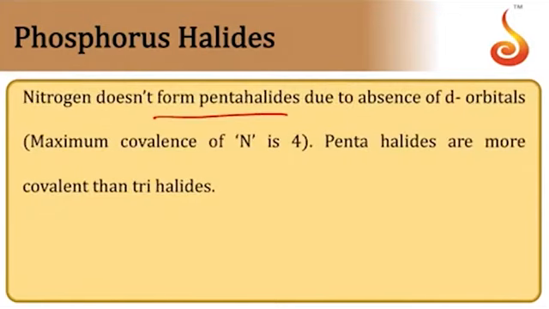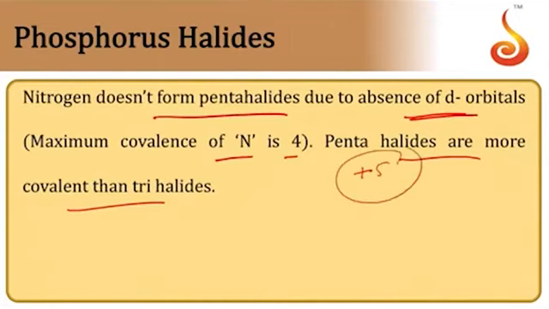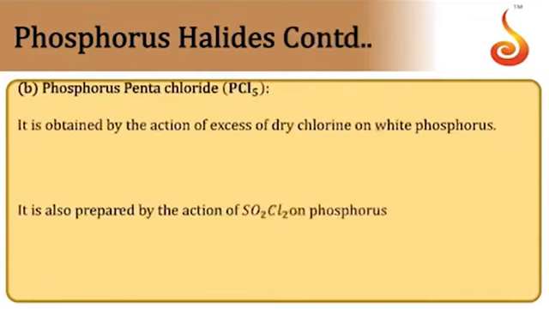Nitrogen does not form pentahalides because of the absence of d orbitals, and the maximum covalency of nitrogen is only 4. Pentahalides are more covalent than trihalides. Pentahalides have a +5 oxidation state. According to Fajan's rules, more charge always leads to more covalent character. So pentahalides having +5 oxidation state, whereas trihalides have only +3, hence the +5 state compounds have more covalent character.